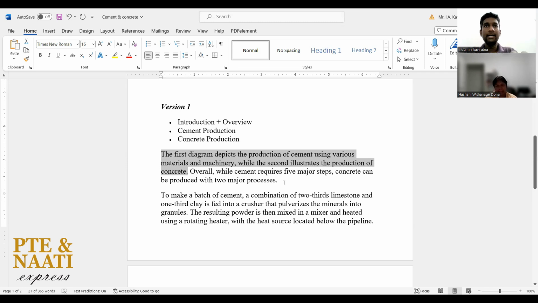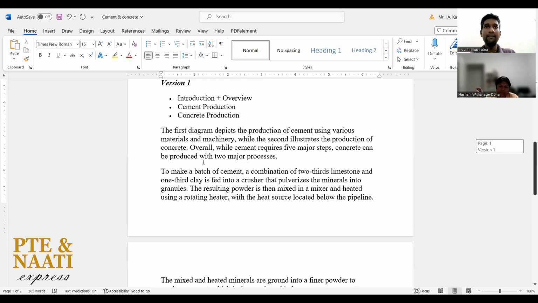So after that, you can give a kind of an overall overview, like we are giving with regard to a line graph. Here also we can give an overall idea, like overall, while cement requires 5 major steps, concrete can be produced with 2 major processes, something like that. So that should be the usual introductory paragraph. No need to spend time thinking what would be my first sentence. It should be directly taken from this question itself.